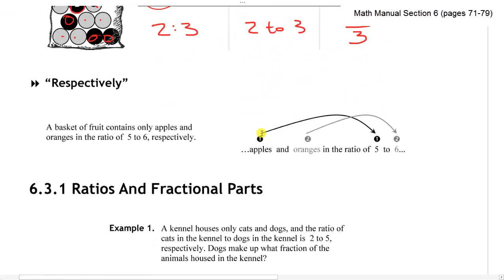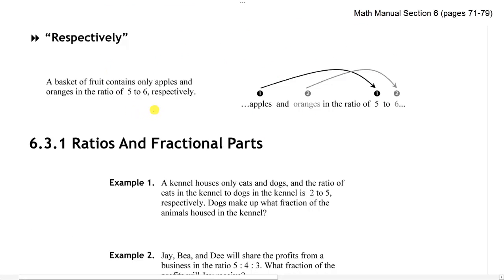What does the word respectively mean? We see this word a lot on ratio questions. It's important to know what it means so we don't get confused or intimidated. A basket of fruit contains only apples and oranges in the ratio of 5 to 6 respectively. What this respectively is telling us is that since apples comes first and the 5 comes first, they go together, they match up, and oranges come second and 6 comes second in each of these pairs, that the oranges and the 6 match up. That's what respectively means.